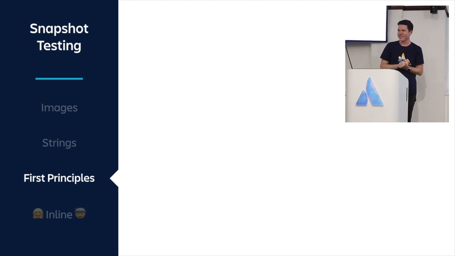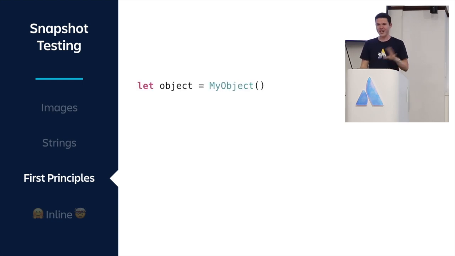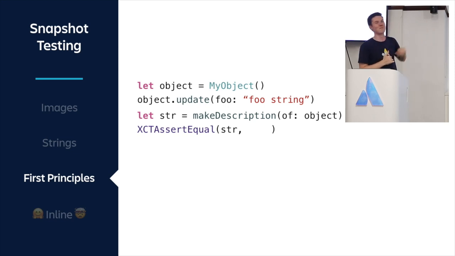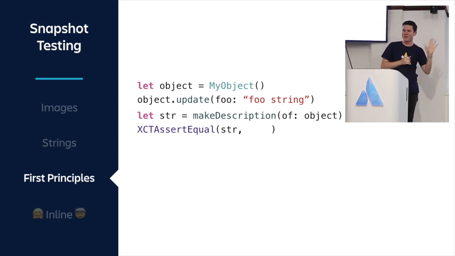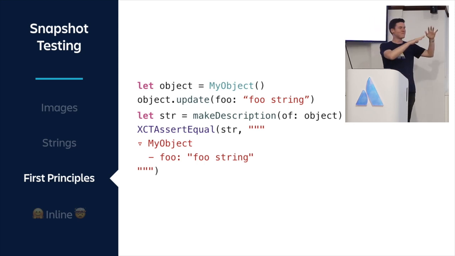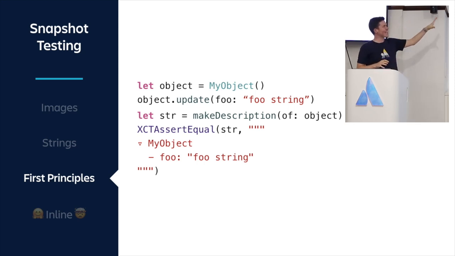I wanted to take you on the journey that we went on. If you're just writing a test that compares strings, right? You create some sort of object, you mutate it, you turn it into a string somehow. Surely you just tried to sell us that this is impressive, right? You assert that this is equal to some sort of multi-line literal. But like, is that really impressive, Rob? I'm here to say yes.